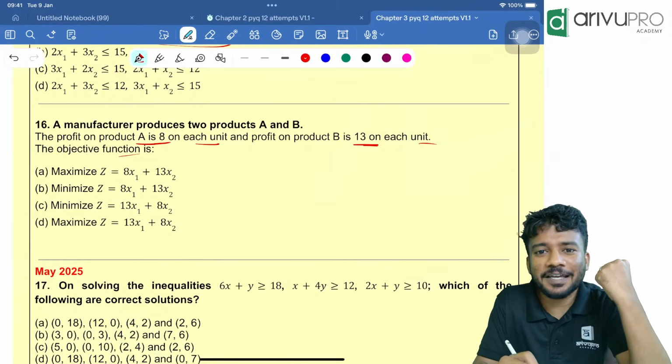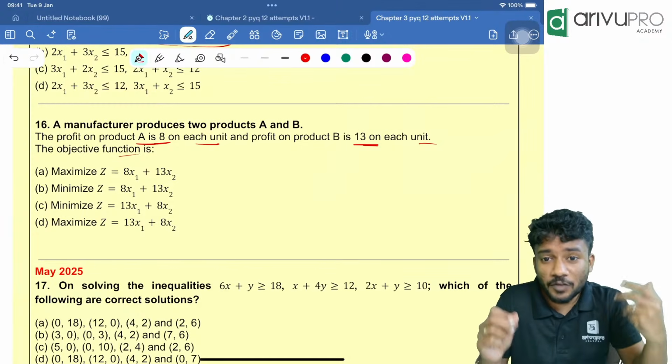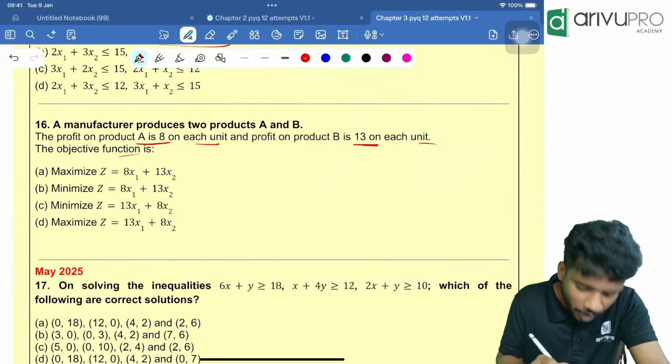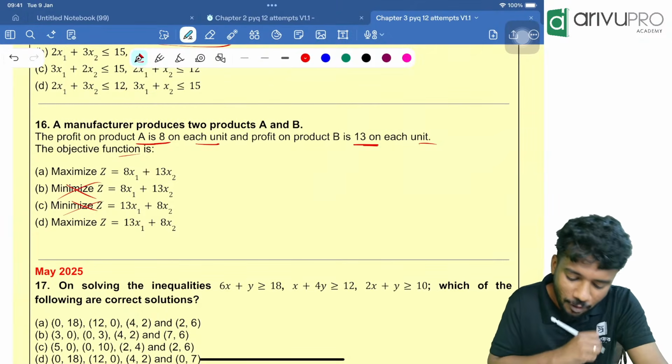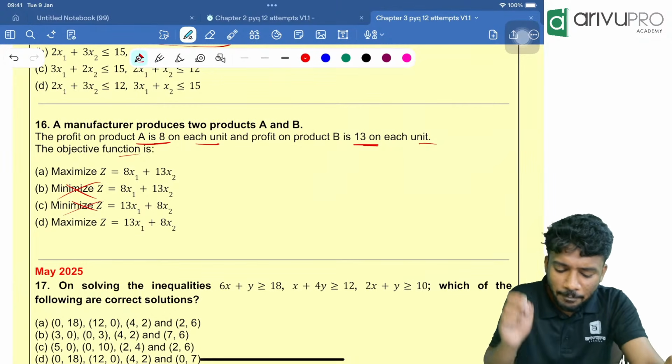What are you aiming at? You are aiming to maximize the profit. Will you look for minimizing the profit? No. So minimize is wrong in option B and option C. It should always be maximize the profit.